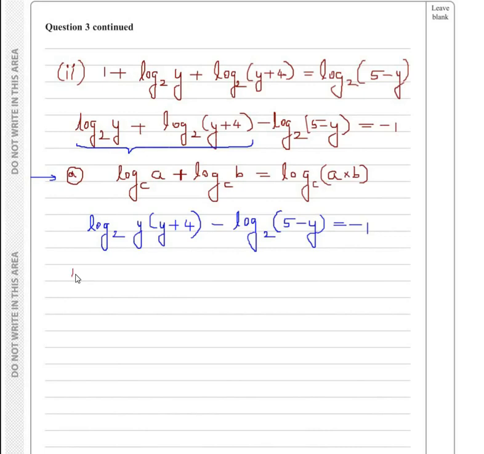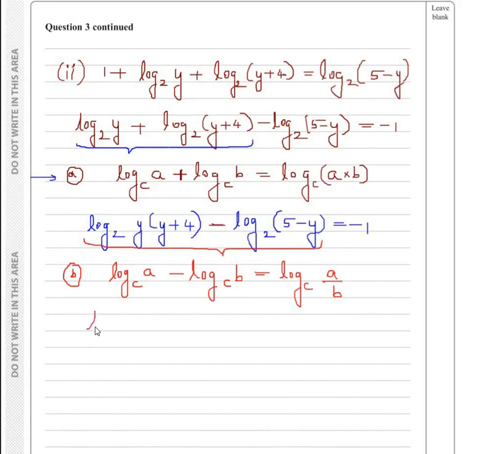Now, using the second property of logarithm that involves subtraction. If I write log of a to the base c minus log of b to the base c, I can simply write it as log of a over b to the base c. So this is the second law of logarithm where subtraction is involved. Subtraction becomes division. As we can see here, these two terms have the same bases, 2 and 2, and there is a subtraction in between them.